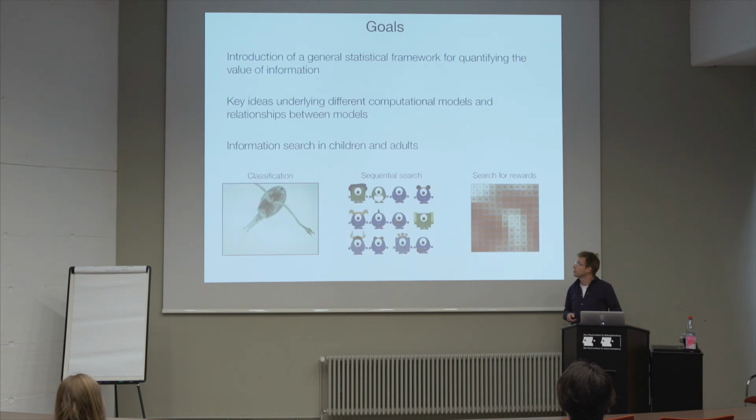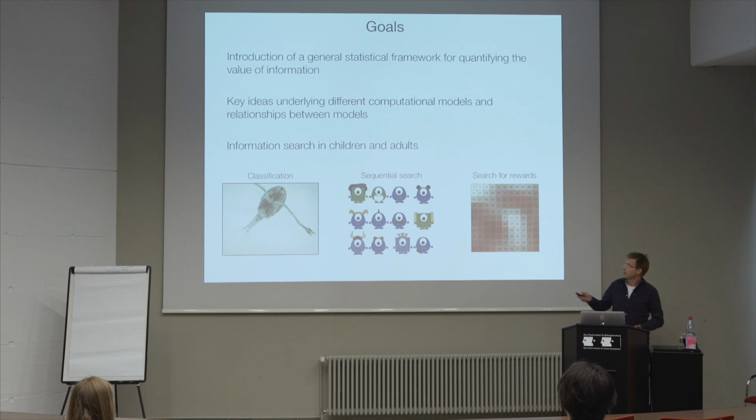What I would like to do today is a mix between theory and empirical studies. I would like to introduce the conceptual and statistical foundations for particular models of the value of information that can be used to build different strategies for information search. And we'll also highlight some relations between different types of models, specifically simple heuristics and more complex statistical Bayesian models.